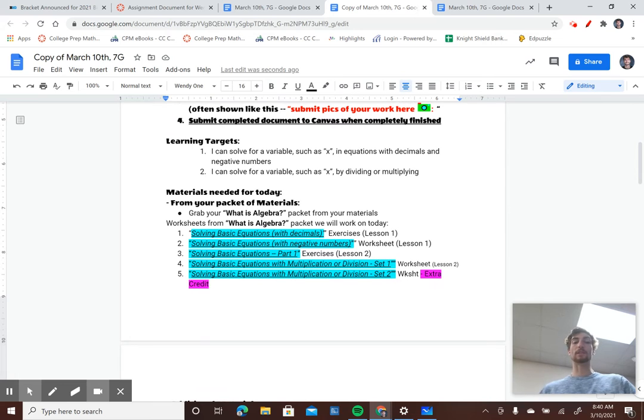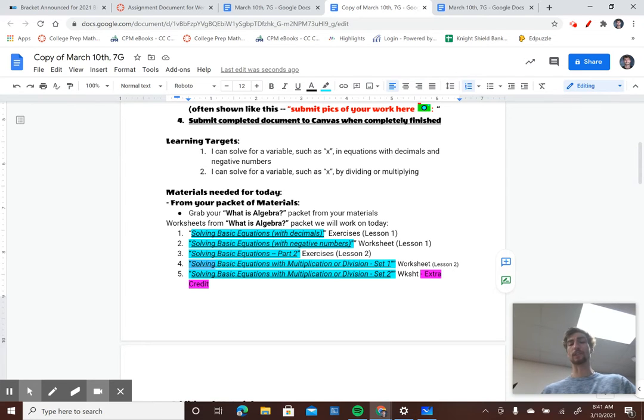And so here are the materials that you'll need. They'll be located in your What is Algebra packet, and it's Solving Basic Equations with Decimals and Solving Basic Equations with Negative Numbers. Those are the first two worksheets we'll complete. And then you'll have an exercise sheet here called Solving Basic Equations Part 2. There's a help video located on Canvas to help you through this, and then there are also 2 worksheets to go along with it.